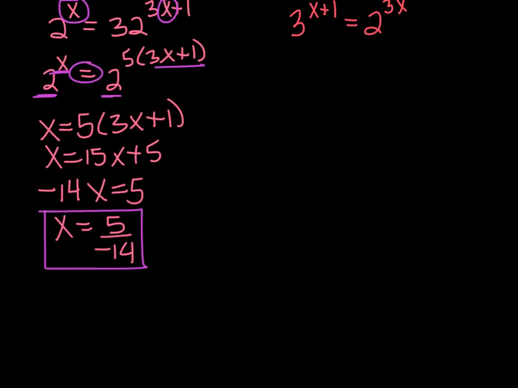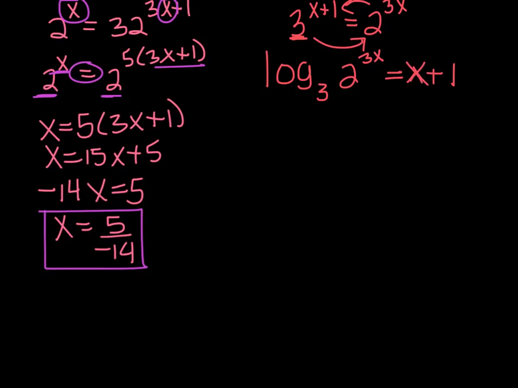So here's one. Now what do we do? How do you make them have like bases when you can't? There's a 3 to the x plus 1 and a 2 to the 3x. So let's do this with a logarithm. We're going to write log base 3 of 2 to the 3x power equals x plus 1. Did you guys all catch that? This is your base here. This is what we're logging, and this is what the answer is.